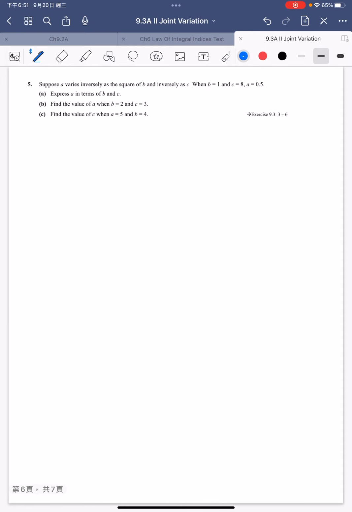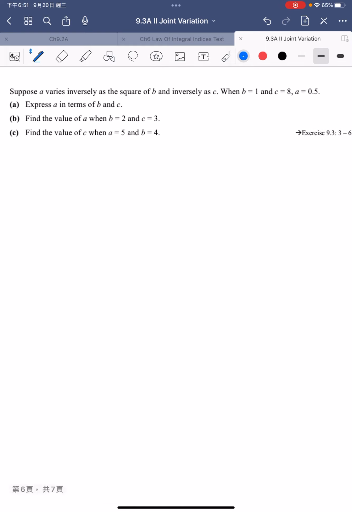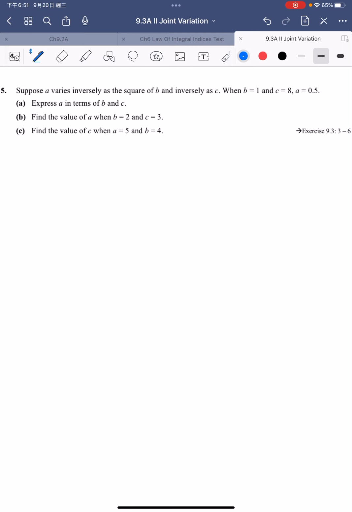Okay, so now we're moving to the next question, question 5. Now we have a varies inversely as the square of b and inversely as c.